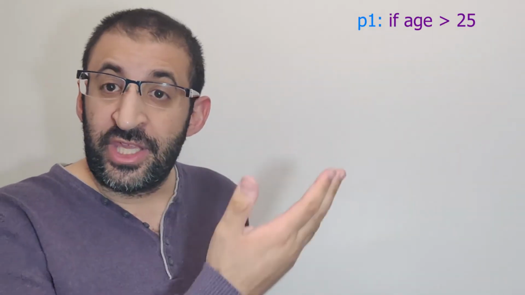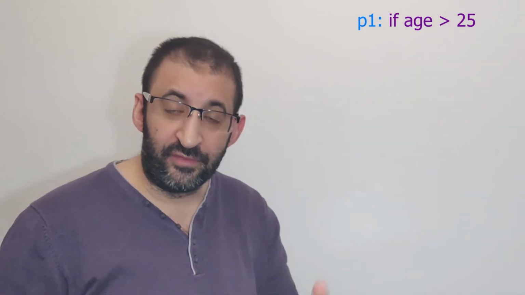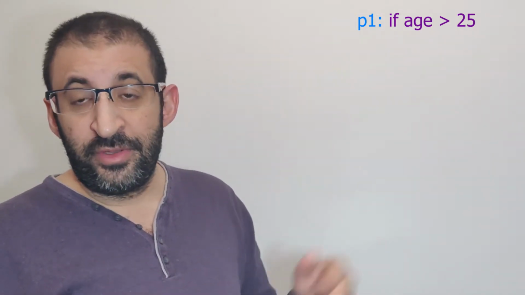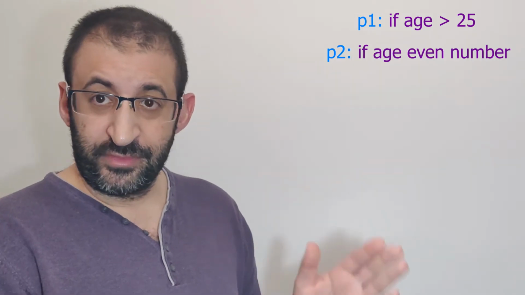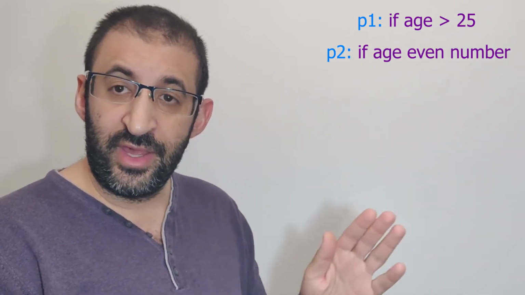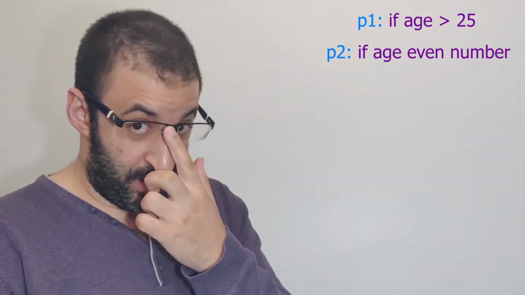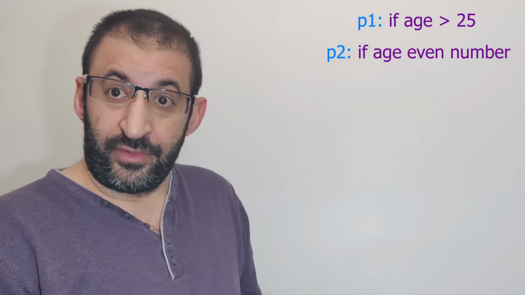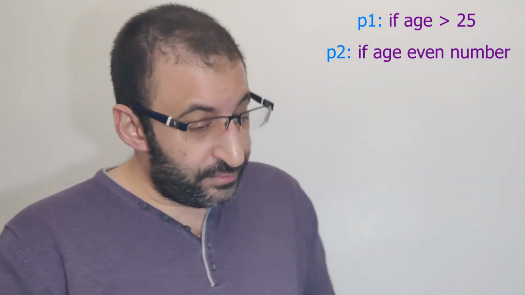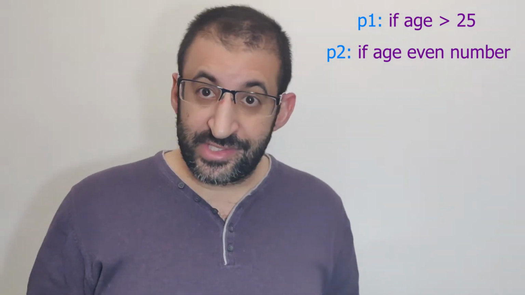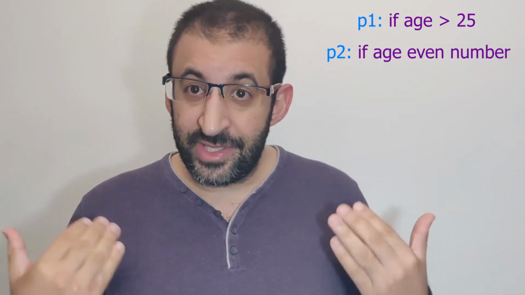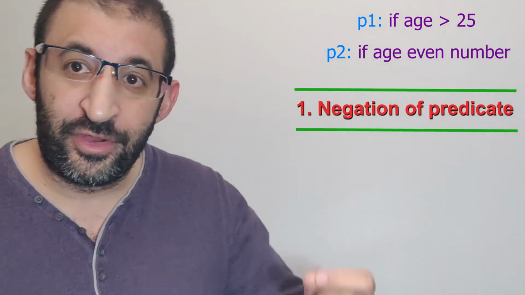I have the first predicate, P1. This predicate will check if the age is greater than 25. I have the second predicate, P2. This predicate will check if the age is an even number or not. For example, what I want is to check if the age is less than or equal to 25. It means I want the negation of the first predicate.